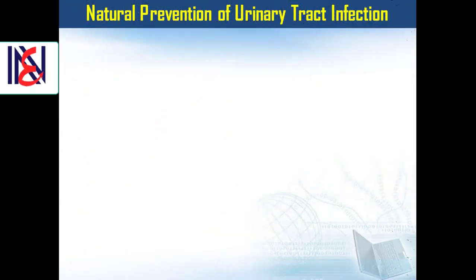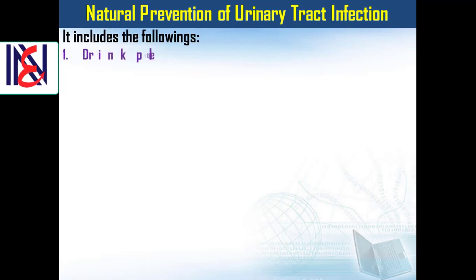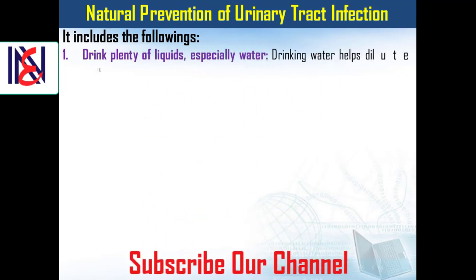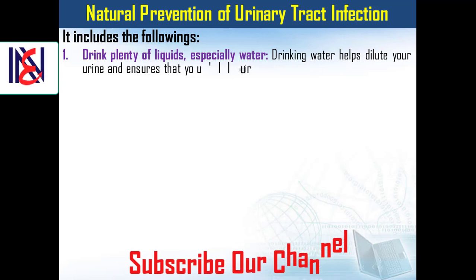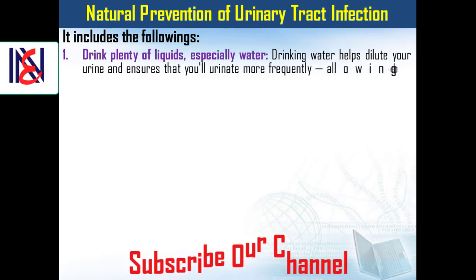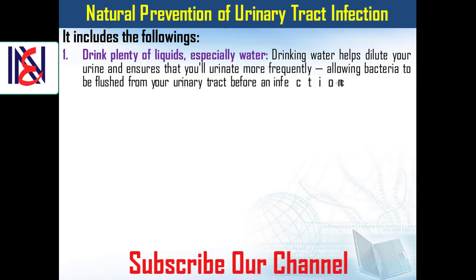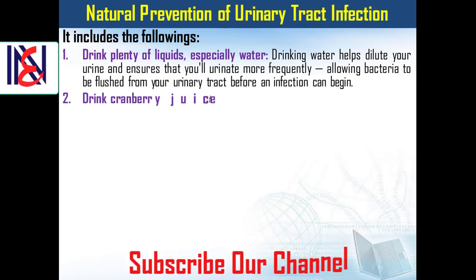Natural prevention of urinary tract infection. It includes the followings. 1. Drink plenty of liquids, especially water. Drinking water helps dilute your urine and ensures that you'll urinate more frequently, allowing bacteria to be flushed from your urinary tract before an infection can begin.